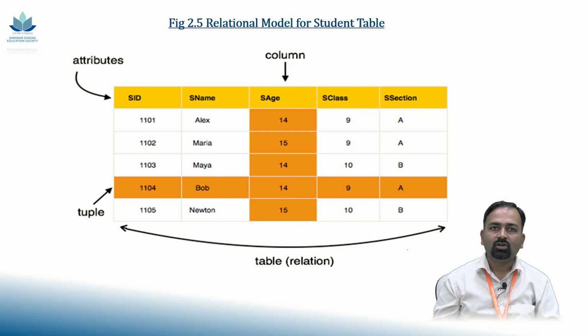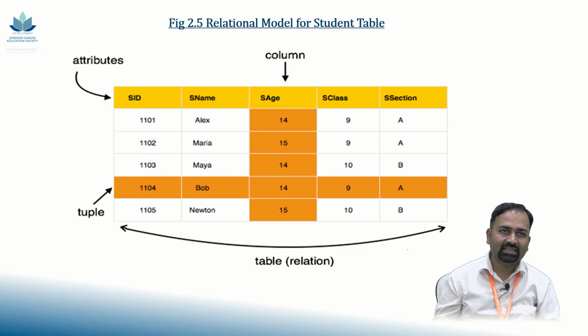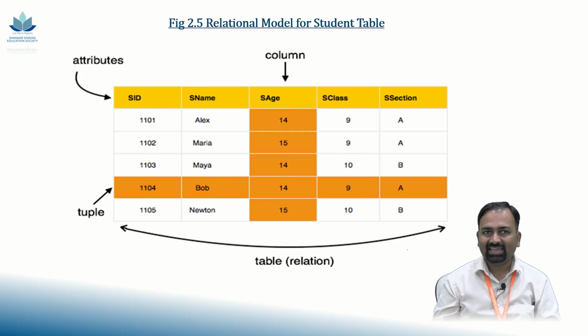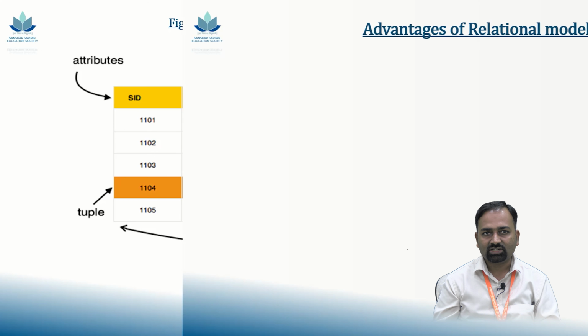So for example, here the fourth row represents the record like student ID 1104, student name Bob, student age 14, and class 9th, and the section is A. So like this we can store data. Now we'll see the advantages of the relational model.